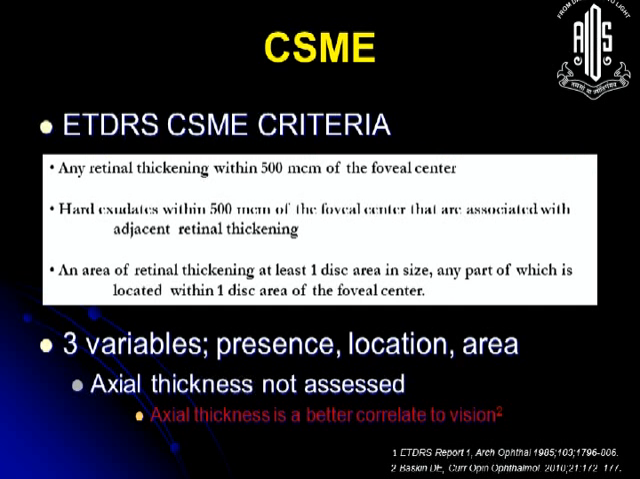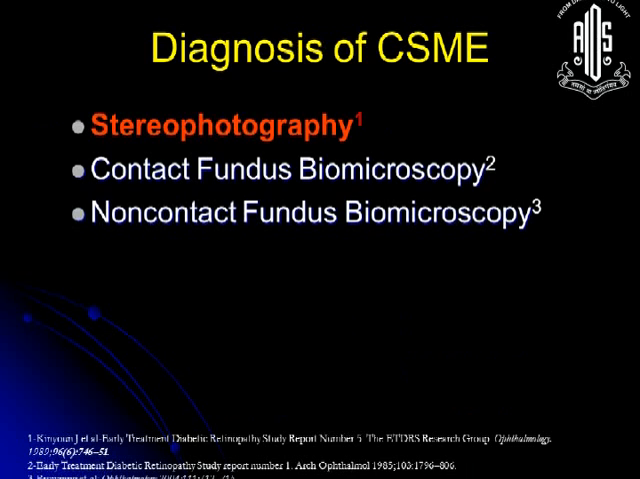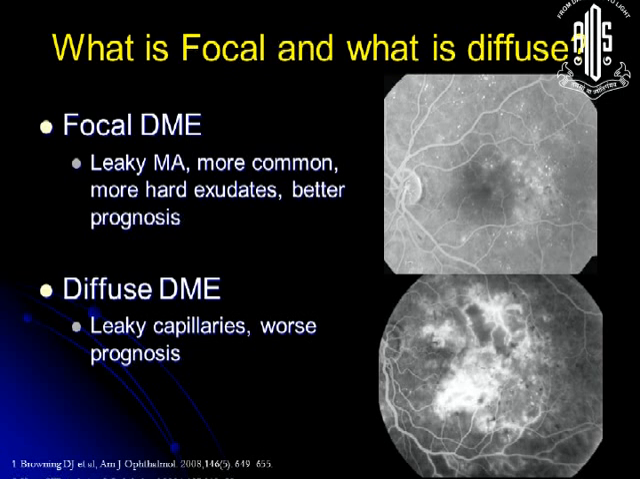The ETDRS criteria, as we are all aware, is based on three variables: the presence, the location, and the area of retinal thickening. One thing the ETDRS study did not take into consideration was the axial thickness, and we now know from various studies that axial thickness correlates better with visual acuity. The other thing to keep in mind is that the ETDRS diagnosis of CSME is based on stereophotography. In clinical practice, what we do is fundus biomicroscopy, both contact and non-contact, which is definitely inferior to stereophotography. We also use the terms focal and diffuse CSME quite loosely.